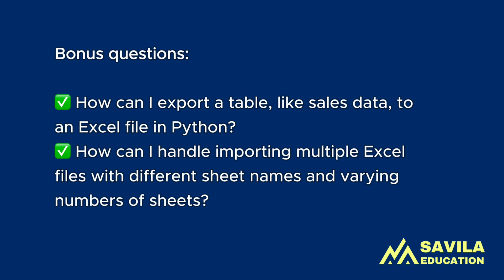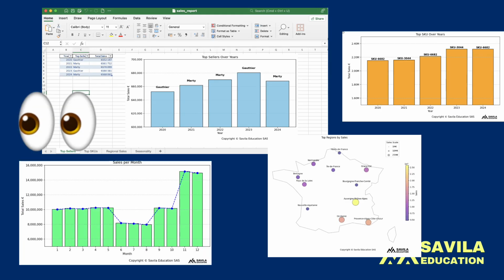In the next video, I'll be answering 2 bonus questions. How can I export one of the results table, for example, the sales data, to an Excel file using Python? And how can I handle importing multiple Excel files with different sheet names and varying numbers of sheets? Which is different to what we have done here. Plus, I'll share how you can take this analysis even further.